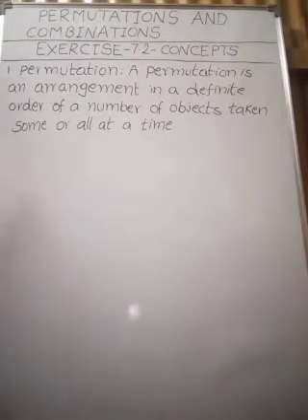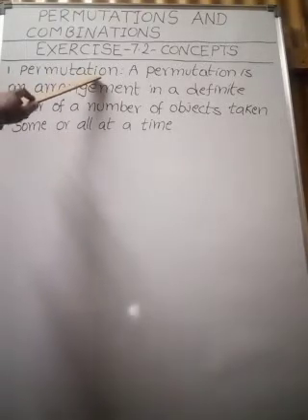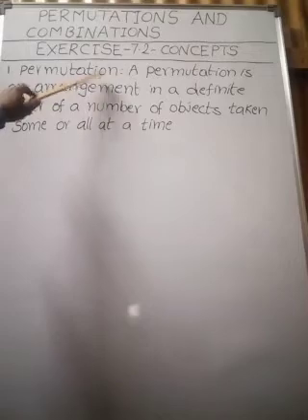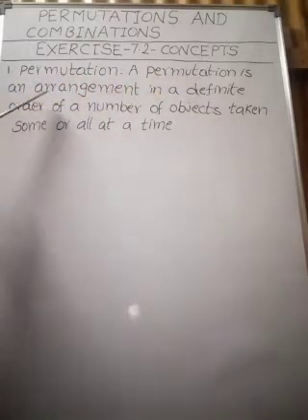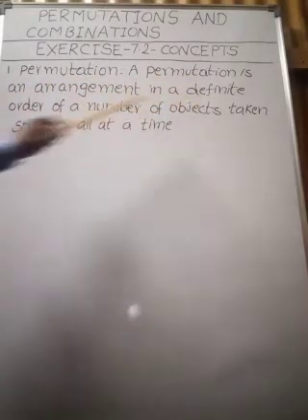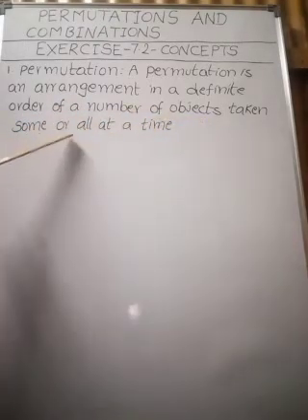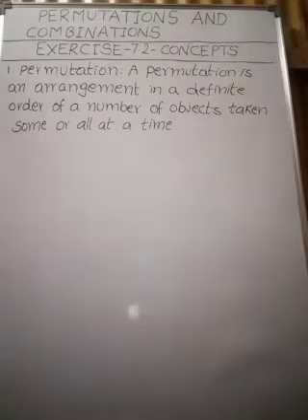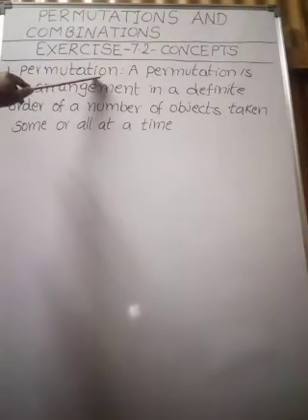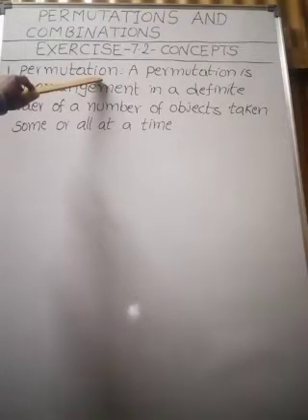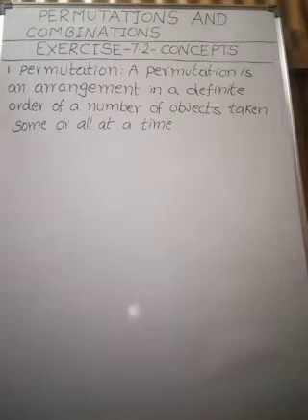Right. Now come to the definition, permutation. Actually, what is meant by a permutation? A permutation is an arrangement in a definite order of a number of objects taken some or all at a time. Okay, my dear children, this is nothing but a mathematical word. Permutation means arrangement. Simply to say, permutation means arrangement.